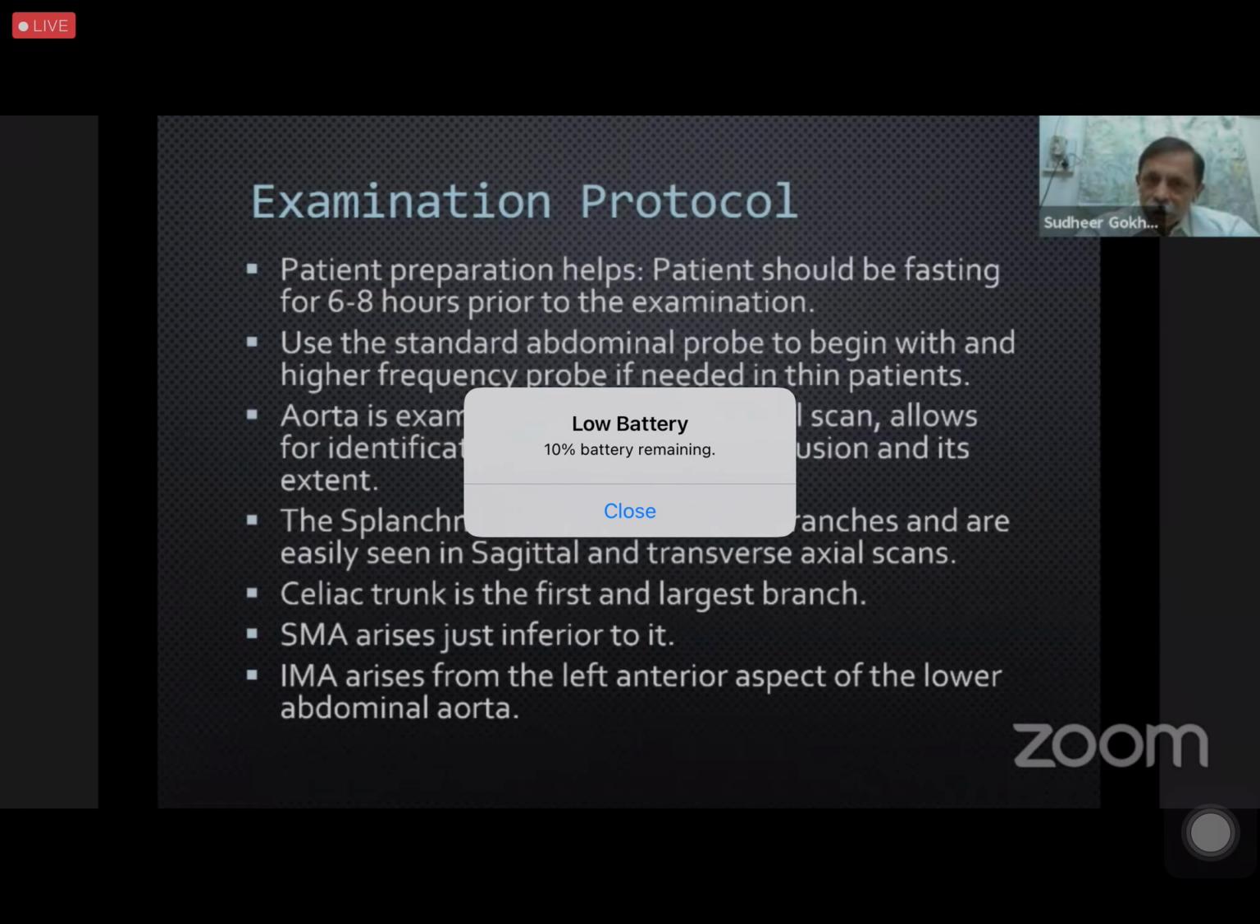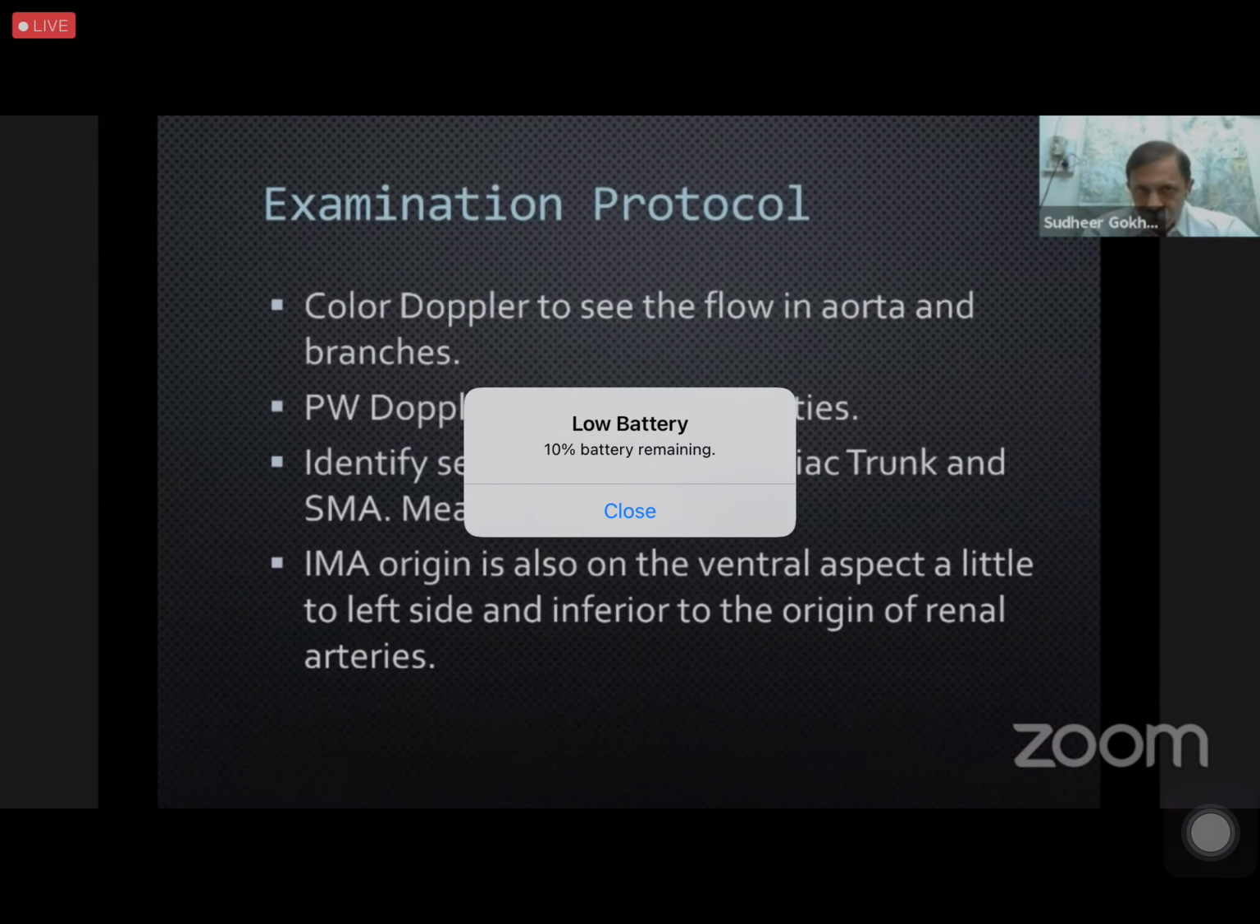The splanchnic arteries are ventral branches and they're easily seen in sagittal and transverse axial scans. Even on 2D, you can very easily see all the three ventral branches of the aorta. As we said, the celiac trunk is the first large branch. The SMA arises just inferior to it, and the inferior mesenteric arises from the left anterior aspect of the lower abdominal aorta.